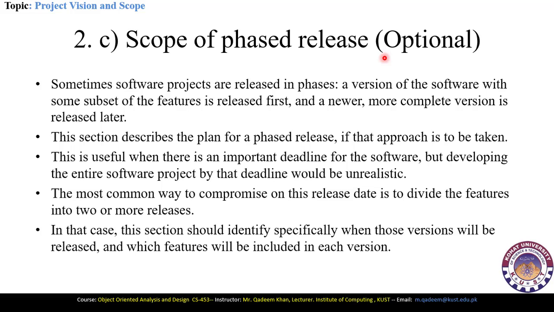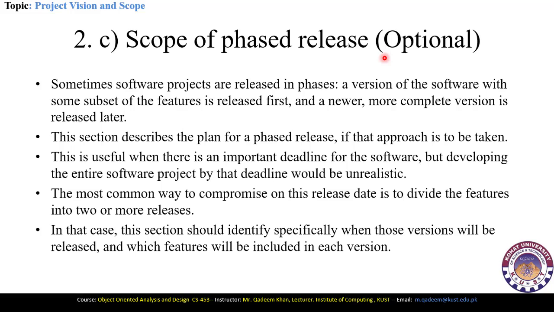If it is a project which is being developed for the first time, then this feature will not be available to us because we have no previous prototype, so that cannot be in the project vision and scope document. If it is a new project, then this section will be optional. If it is a maintained project, meaning the other components of that project were developed in the past, then we will define the scope of phase release section here in the project vision and scope document.